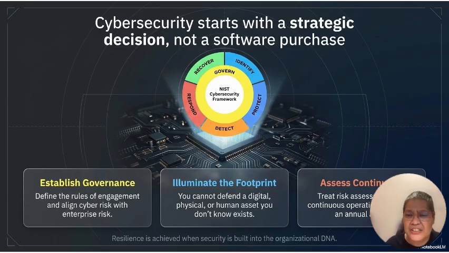How do we engage and how do we take on new suppliers? That's one, right? Do we do the due diligence for our suppliers? Right? The second is eliminate the footprint. You can't defend a digital or physical or human asset you don't know exists. So if you don't know your environment, you cannot protect it. Right? And then you assess continually, right?